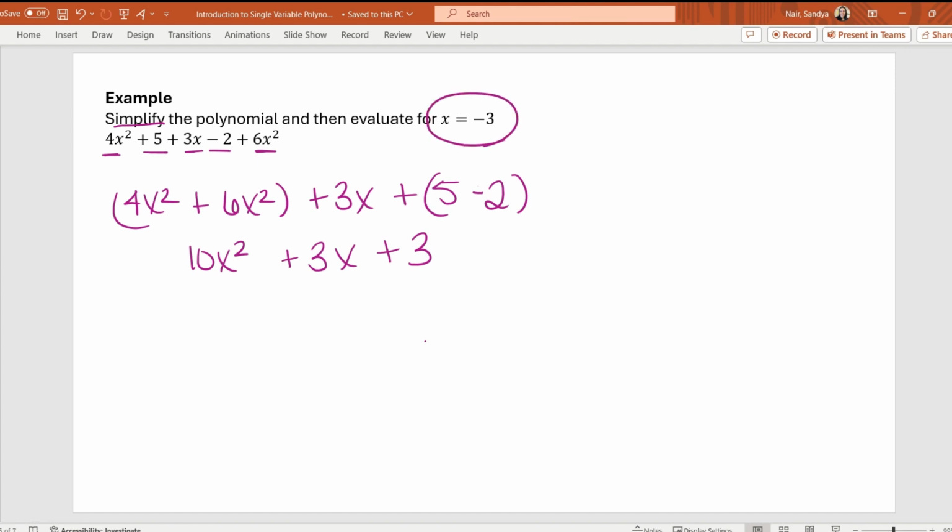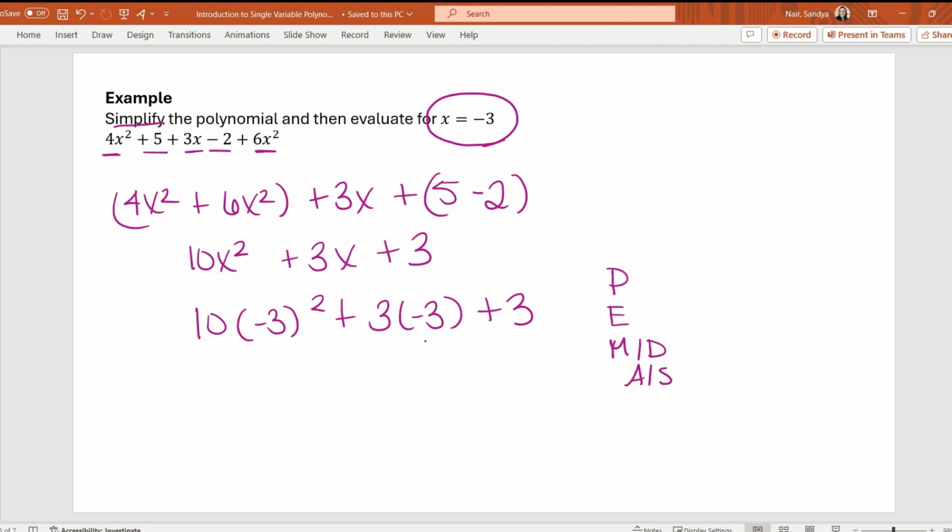Now we need to do the second part and plug in negative 3 for x. That's going to give us 10 times negative 3 squared plus 3 times negative 3 plus 3. Whenever we're simplifying this, remember order of operations: we do parentheses, exponents, multiply, divide, and then add or subtract. So we're going to do 10 times negative 3 squared, which means we're going to do the square first. Remember, any number squared is going to be a positive number. Negative 3 squared is negative 3 times negative 3, which is positive 9. And then plus, we have 3 times negative 3. We're just going to leave that, there's no exponents there. And then plus 3.